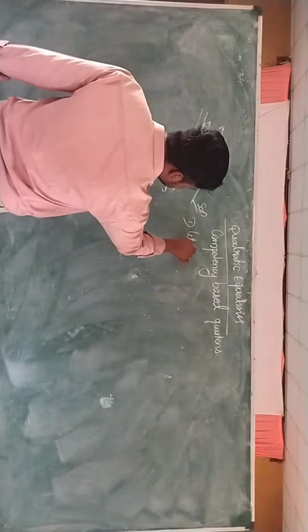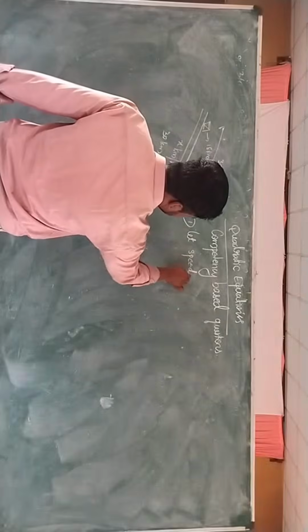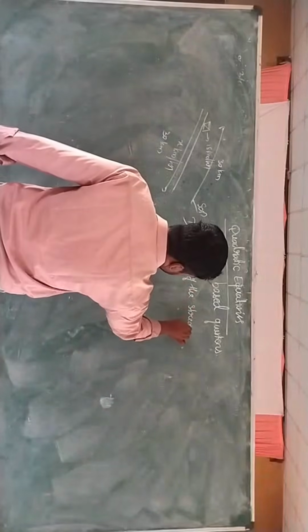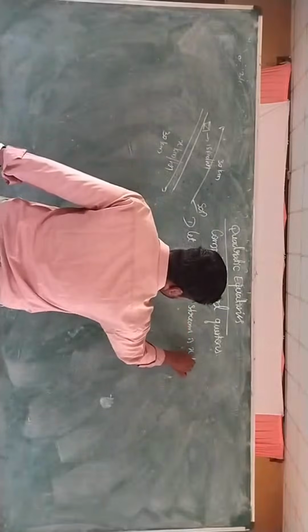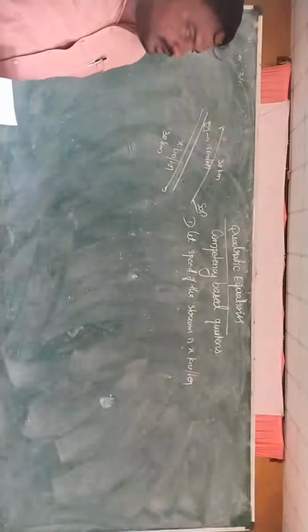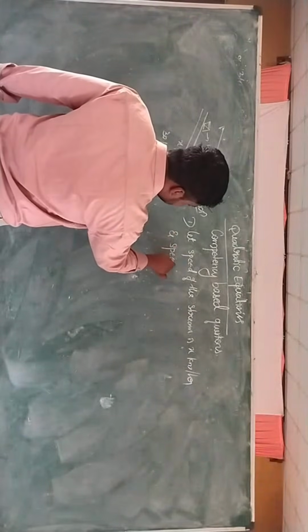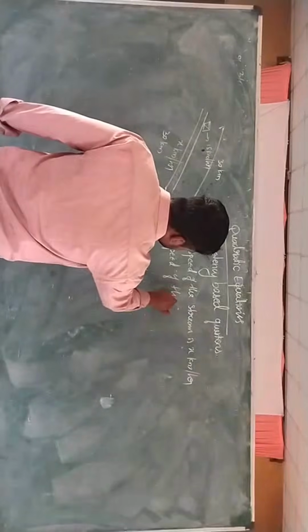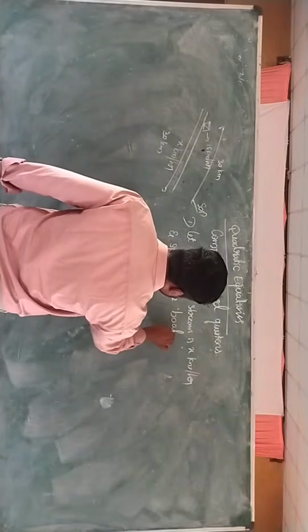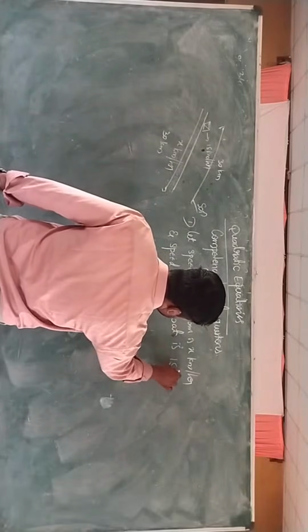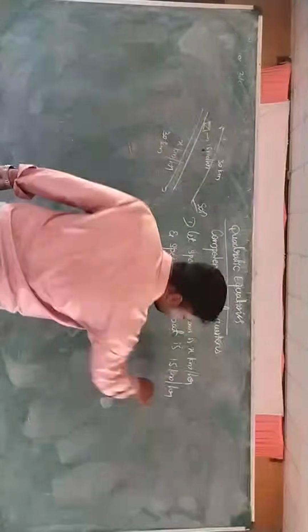Let the speed of the stream be x kilometer per hour. And the speed of the boat is given, 15 kilometer per hour.